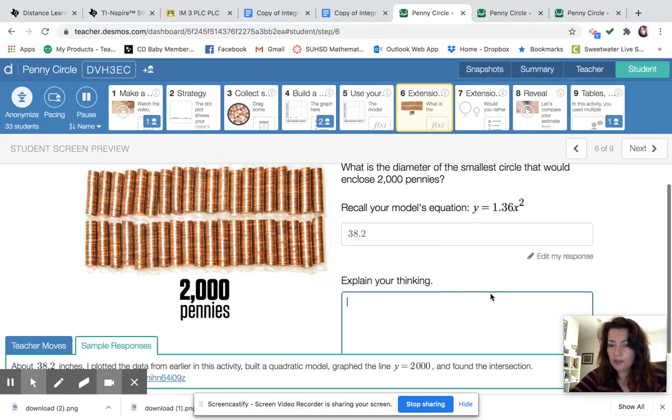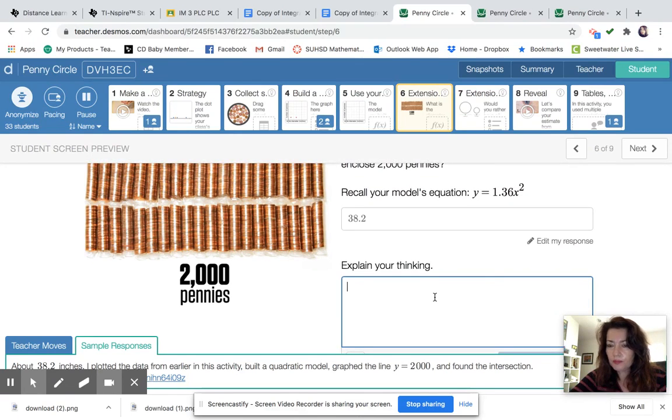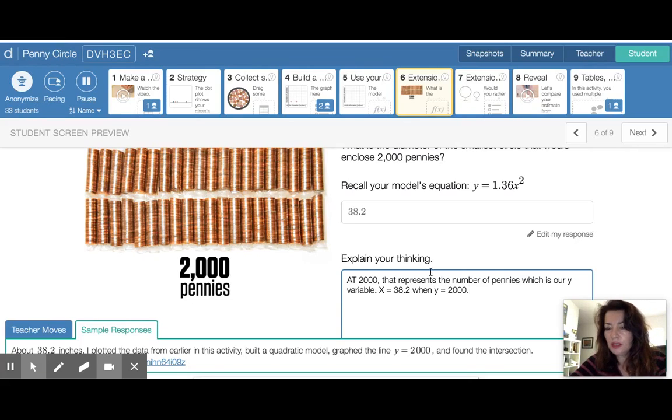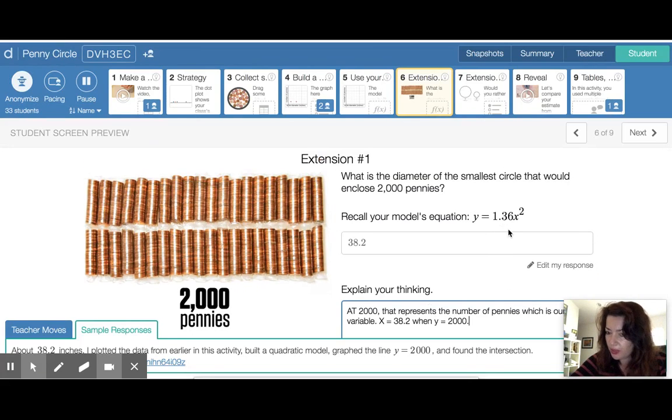Okay, explain your thinking. So if you want to rephrase what I said before, basically it's just an input output. If you had a table, you went backwards. When y is 2,000, what would x be? Solve for the equation, or as I showed you previously with the graph, where they intersect.